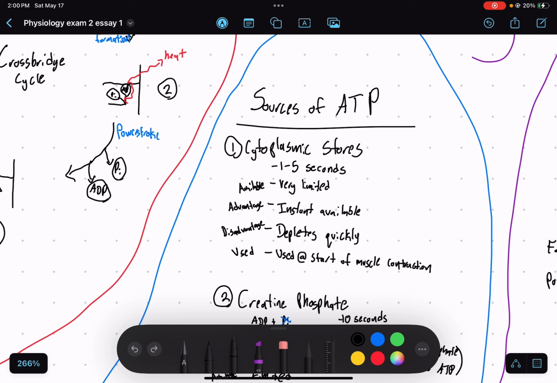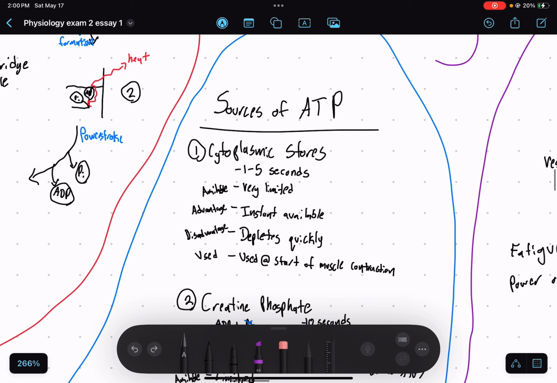Oh, let me switch to my other pen. Let me see what this does. Nope, don't want to do that one.